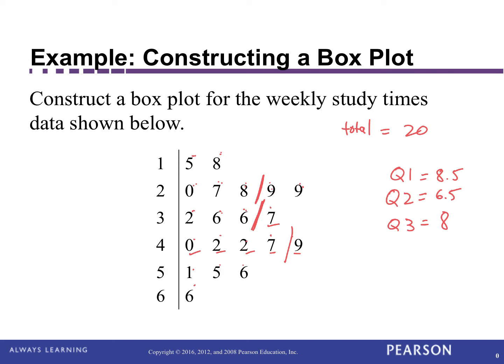Looking at this, I realize that I'm missing my stems. So Q1 is actually at 28.5. Q2 is actually at 36.5. And Q3 is actually at 48. Okay, so now I can plot in my box and whisker plot, which goes from 15 to 66.